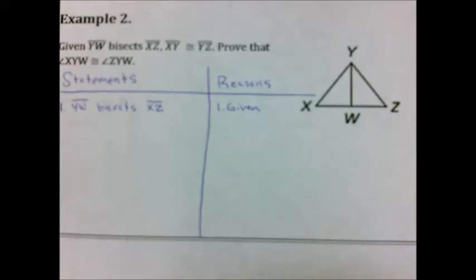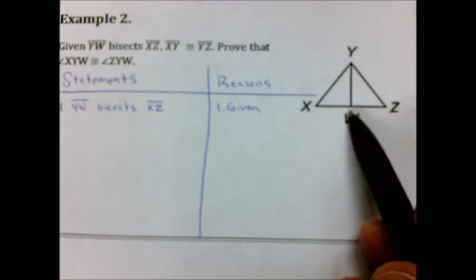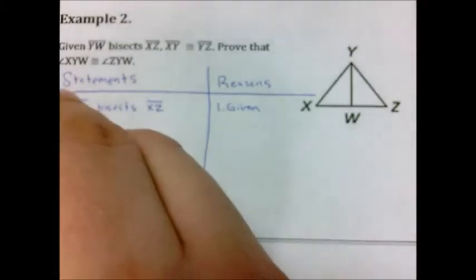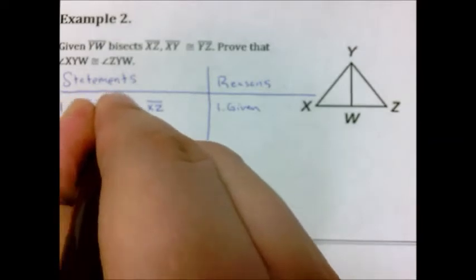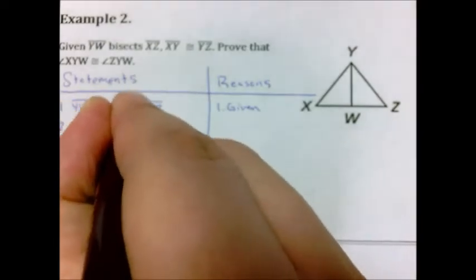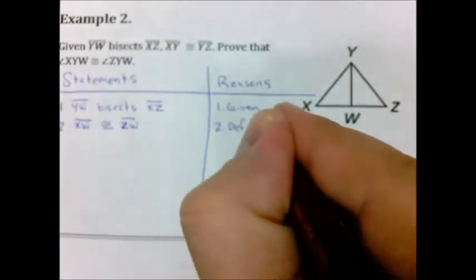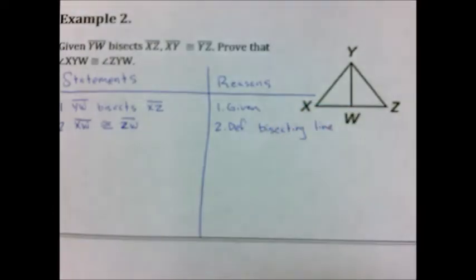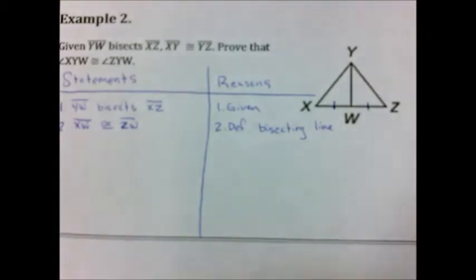Now, based on that, if YW bisects XZ, that means XW has to be congruent to ZW. That's what a bisecting line does, right? So the second statement we can put here is that line XW is congruent to ZW, and that's because of the definition of a bisector, or bisecting line. It cuts things in half. So we now know that XW is congruent to ZW.